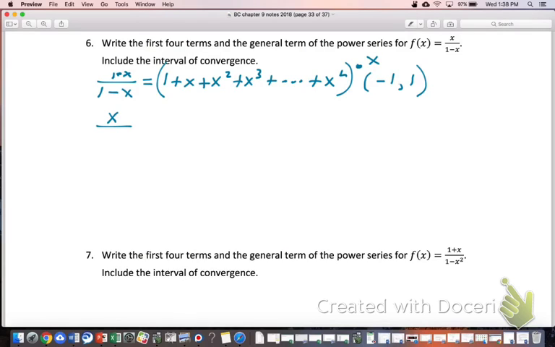So then we could say x over 1 minus x would equal x plus x squared plus x cubed plus x to the 4th plus ... plus x to the, are you guys okay with n plus 1? Yes, sir. Okay. So you're starting to see this okay?